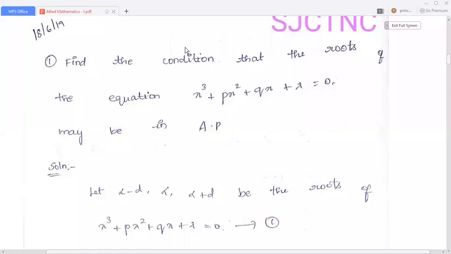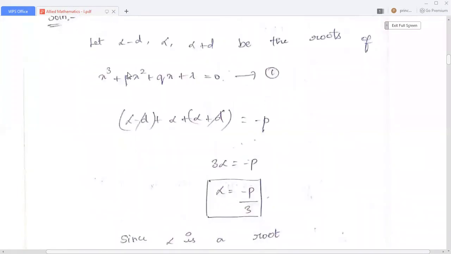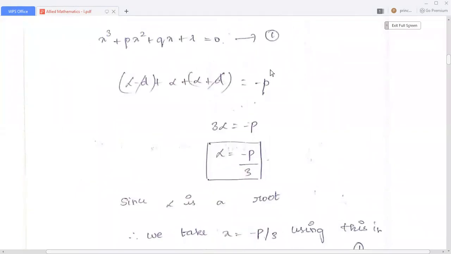Problem number 1. Find the condition that the roots of the equation x cube plus px square plus qx plus r equal to 0 may be in arithmetic progression. So for that we take, let alpha minus d, alpha, alpha plus d be the roots of the given equation x cube plus px square plus qx plus r equal to 0. Now we are going to use the relation between roots and coefficients.